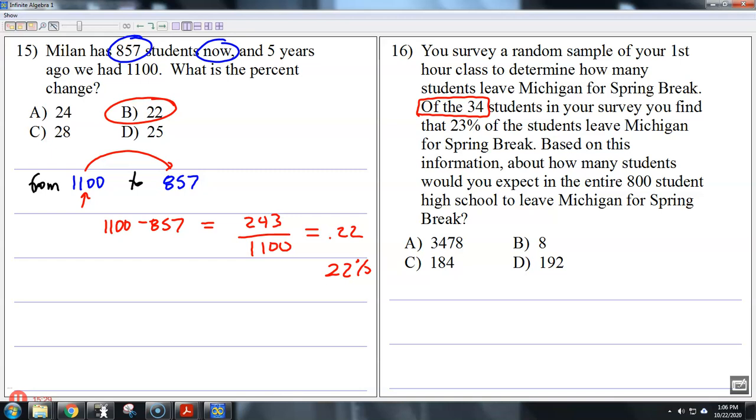Well, so the 34 doesn't really matter. That's just saying that we looked at 34 kids, but the real number is we did a survey and we found 23% of people are going there. So as long as our survey is valid, as long as we did a legitimate survey and we had a random sample, it's safe to assume that 23% of the entire school is going to go to spring break. So to find a percent of a number, 0.23 times 800. We're looking at 184. So the correct answer is C.